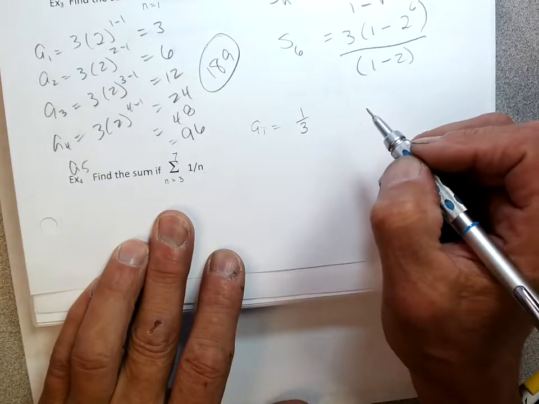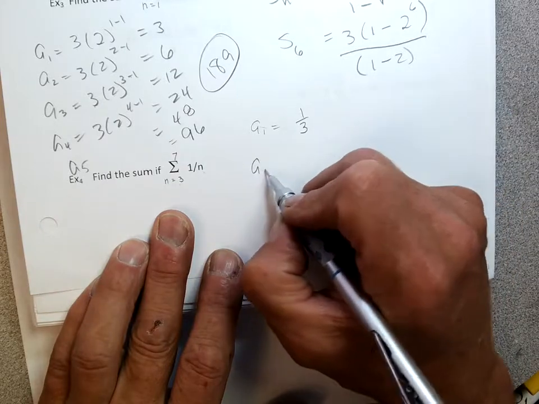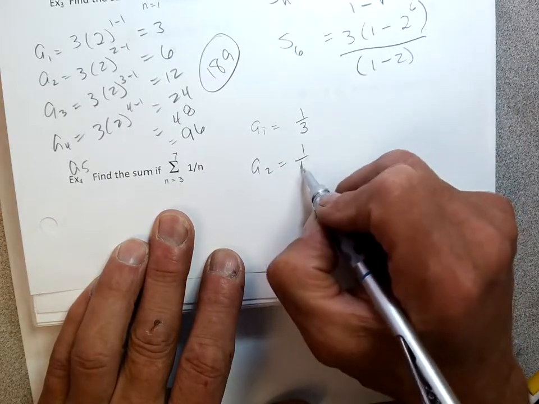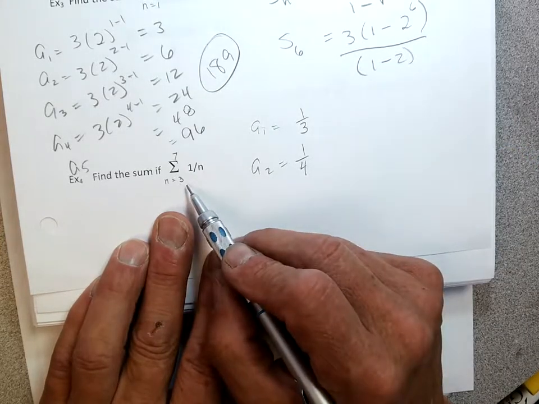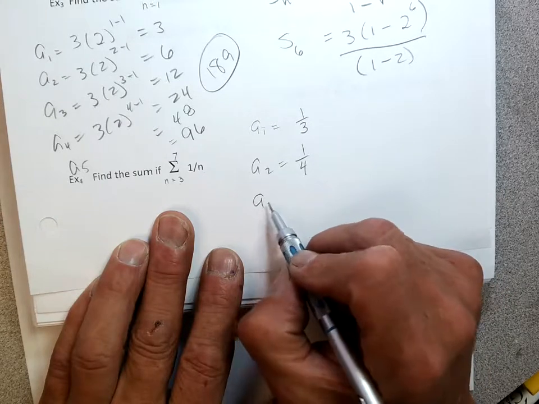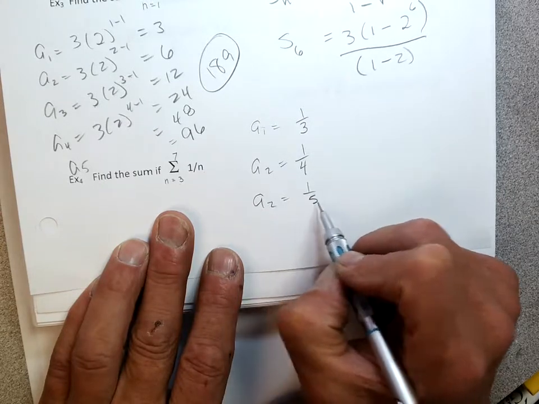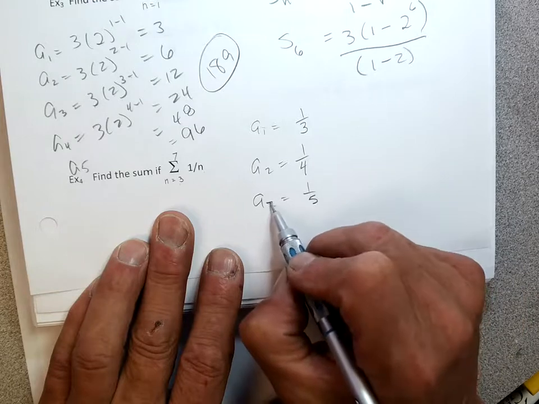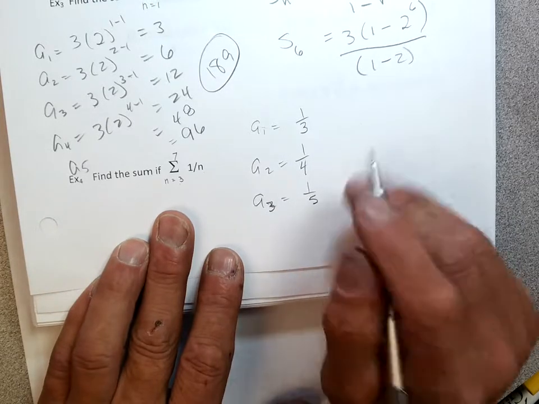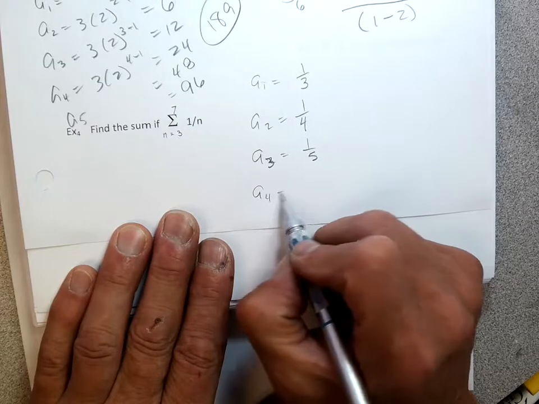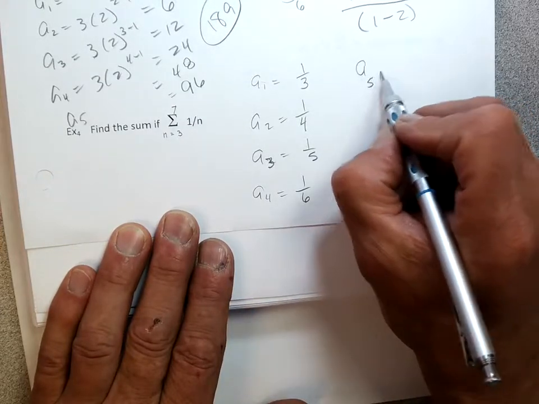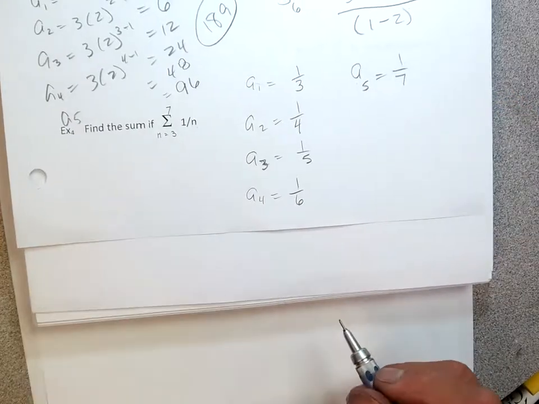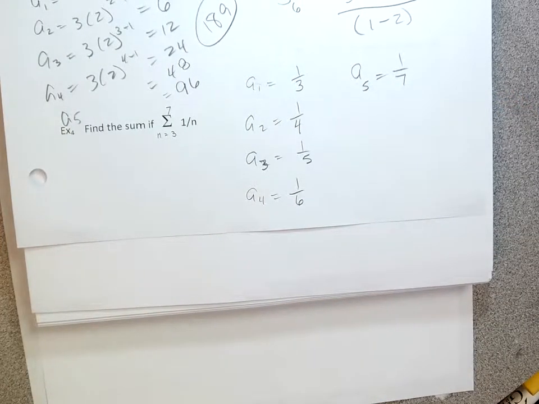A1 is 1/3. A2 is 1/4, because we start with 3, right? A3 is 1/5. A4 is 1/6. And A5 is 1/7. So there really are only 5 terms because you start at 3. So now if I have to add them all up, there is no formula.